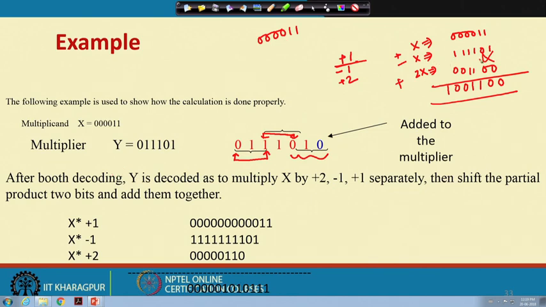So, this minus x will start from this particular position, that is 1 0 0 1 1 1 1. So, this is all 0. Then again a 2 bit shift, and this 2x will start from this particular position. Okay. So, if I just want to add, then 1 0 1 1 0 1 1.